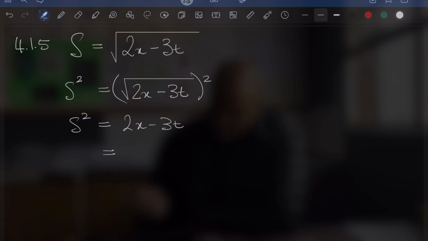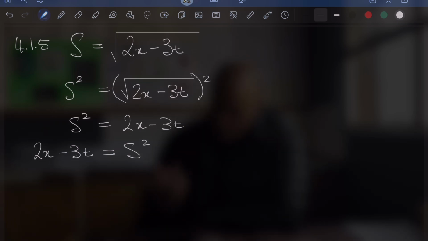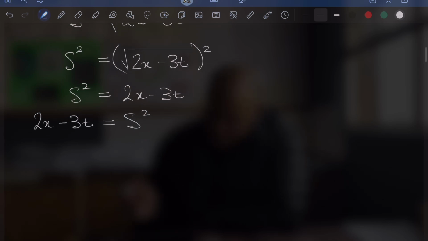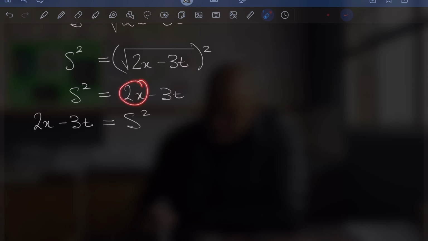Now conventionally, we know that we like to work from left to right, so if it helps, I'm just going to swap this whole thing around by writing 2x minus 3t on the left hand side and writing s squared on that side. Just note there's no sign changes happening here because it's a straight swap, so nothing changes in terms of signs. But if you're comfortable continuing working with your unknown on the right hand side, that is perfectly fine.